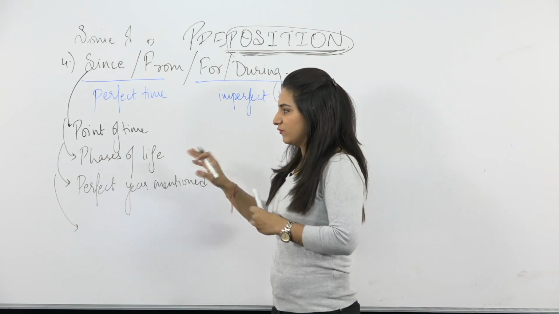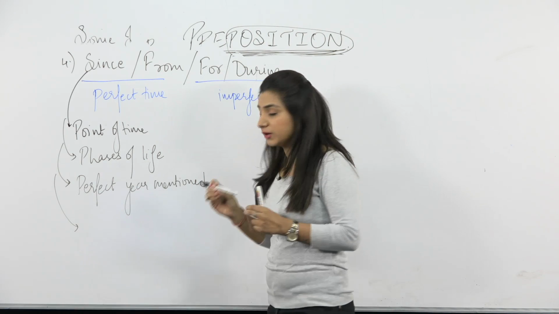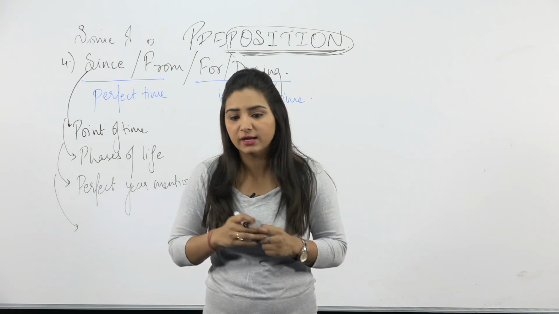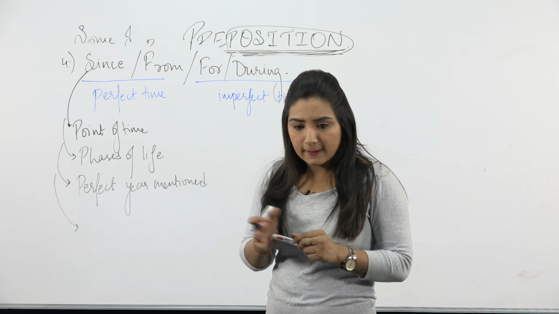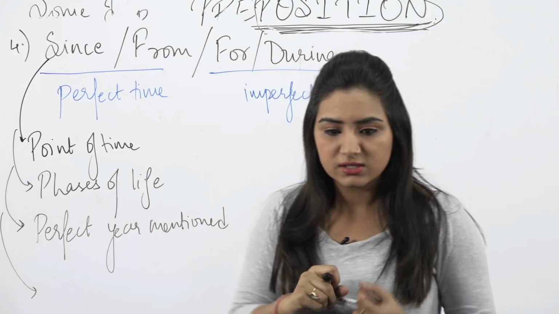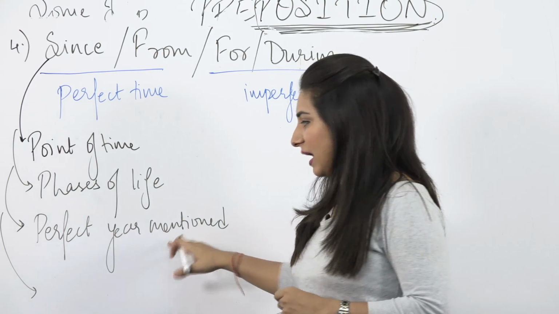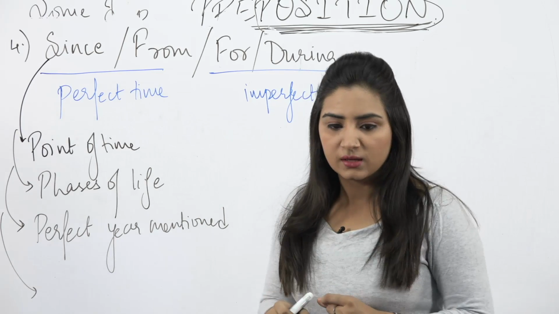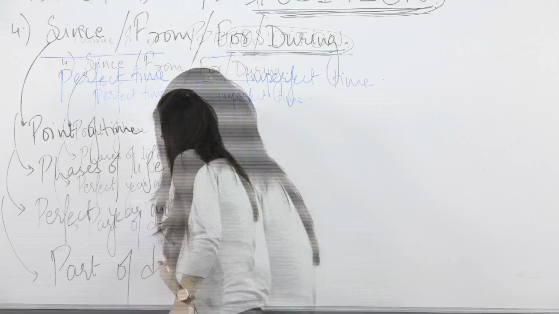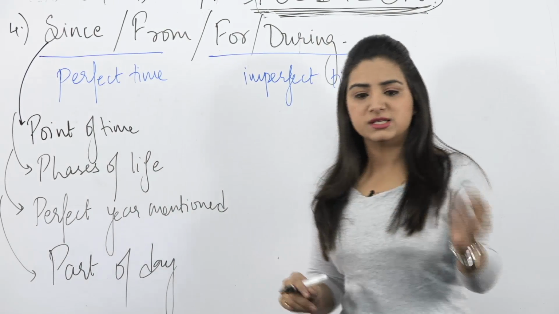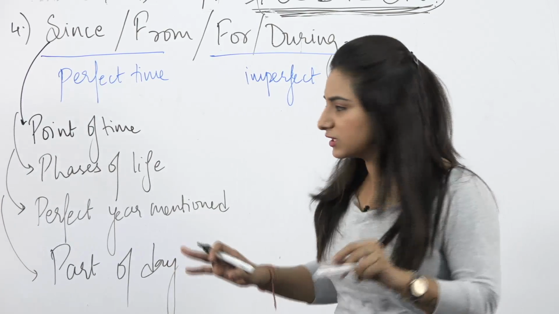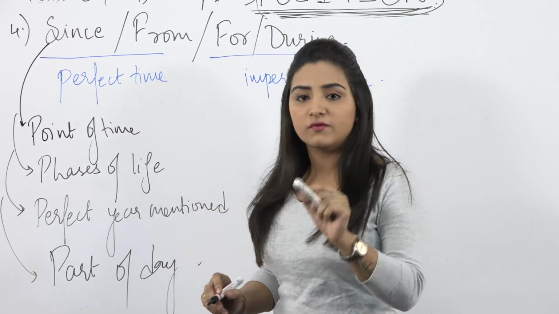And at last, if we have what? Since can be used apart from point of time, phases of life, perfect year mentioned. Where else can we use since? Point of time, okay, right? Okay, since point of time, Akash Deep, yes, this is the first class for prepositions. Since 1993, that is correct. That you have the year mentioned, perfect time mentioned. Very good. Part of day. Since morning, since evening, since night. So here we can use since last night or since morning. Kanchan Kumari, you answered correctly that we use it with a part of day as well.